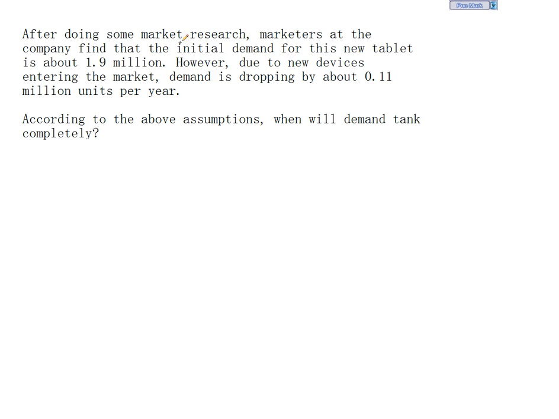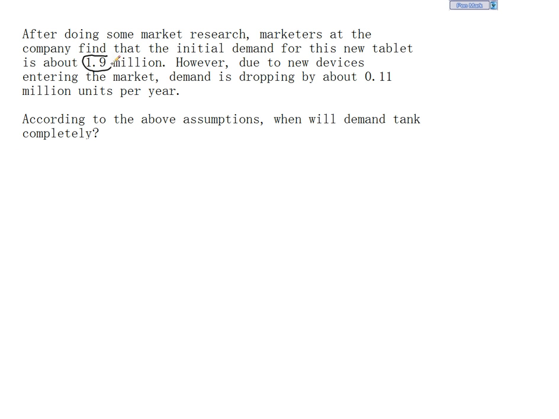We're now told that after doing some market research, marketers at the company find that the initial demand for this new tablet is about 1.9 million. However, due to new devices entering the market, demand is dropping by about 0.11 million units per year. So first of all, that does not really tell us to model anything, but we want to figure out when demand will tank completely.